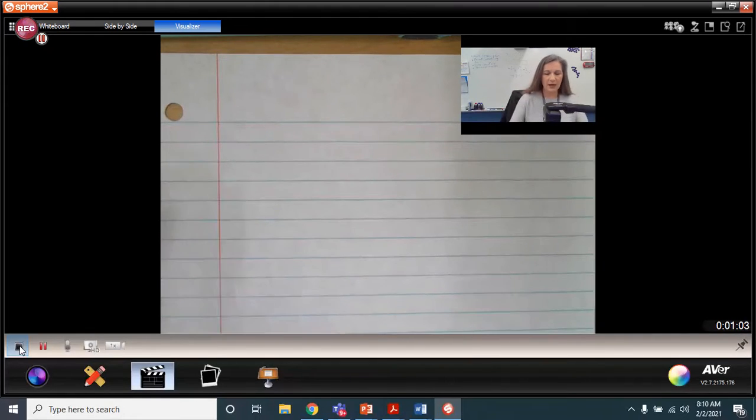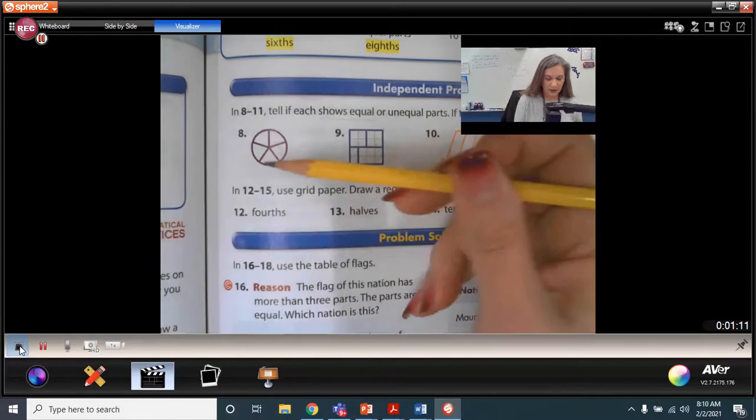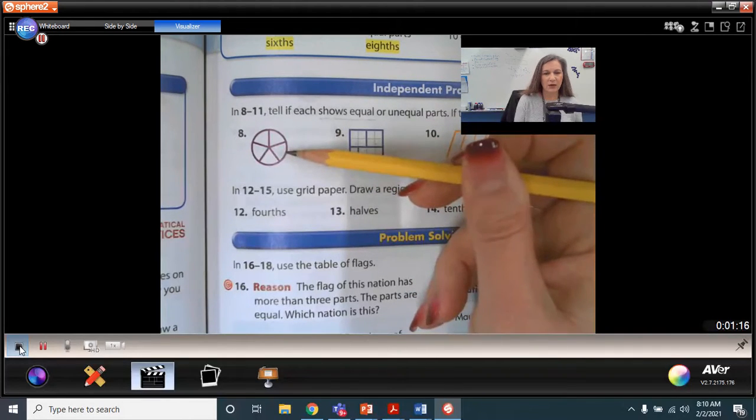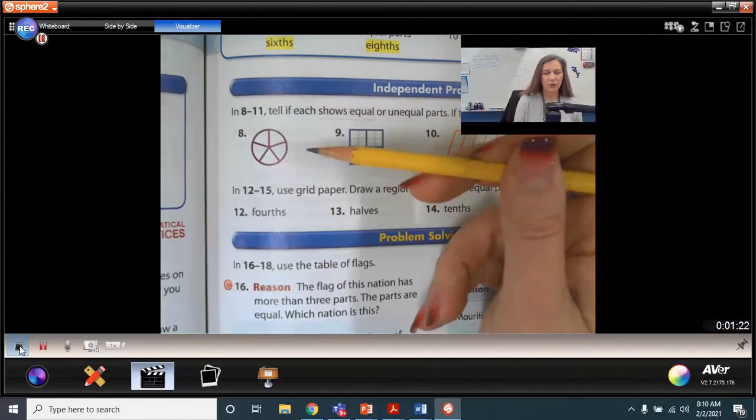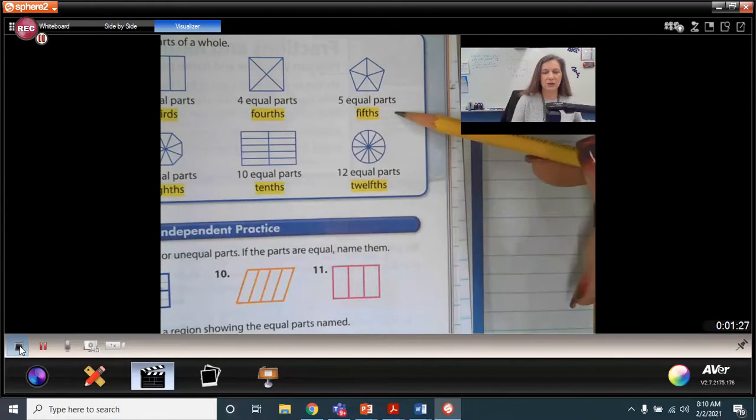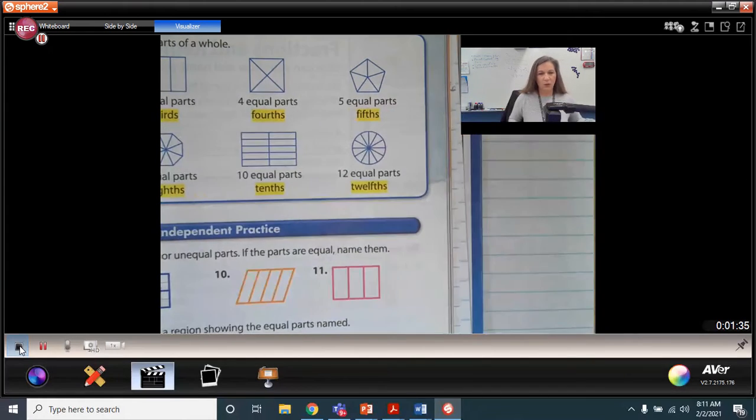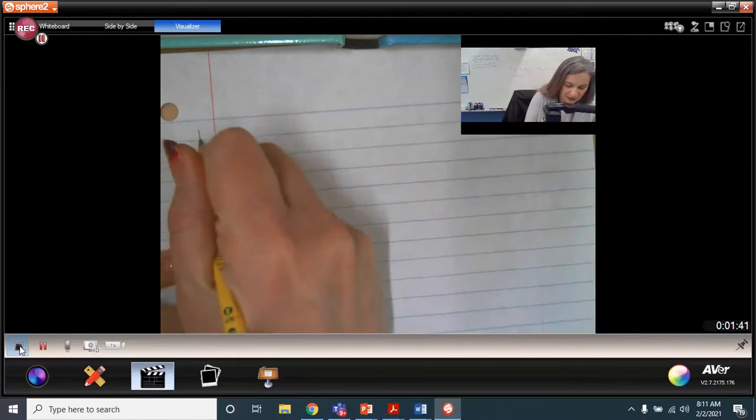So starting with number 8, you will notice that we have a circle here. This is number 8, and it has 5 pieces. So this tells us that our denominator, which is the number on the bottom of our fraction, tells us that we have broken that whole into fifths. So remember up here, we can always look and see what we call those equal parts when we break them up into a certain number. So we know that that circle is broken up into fifths, and yes, they are equal parts.